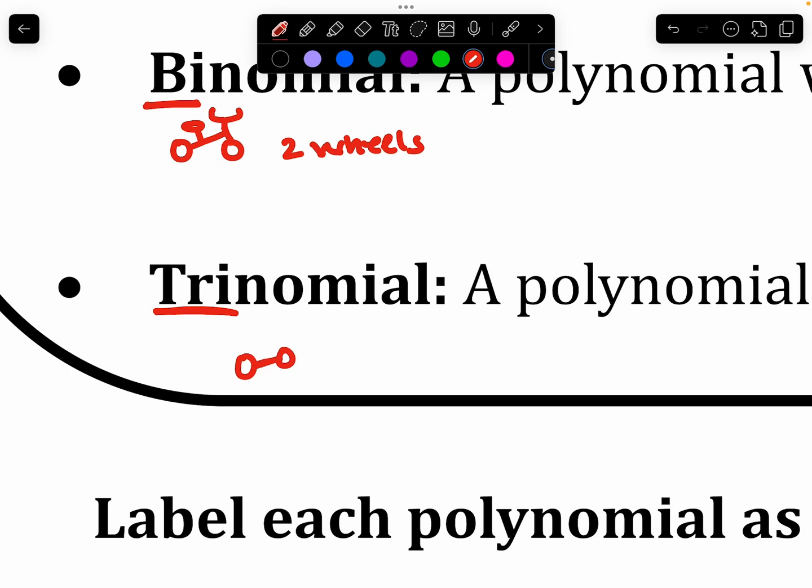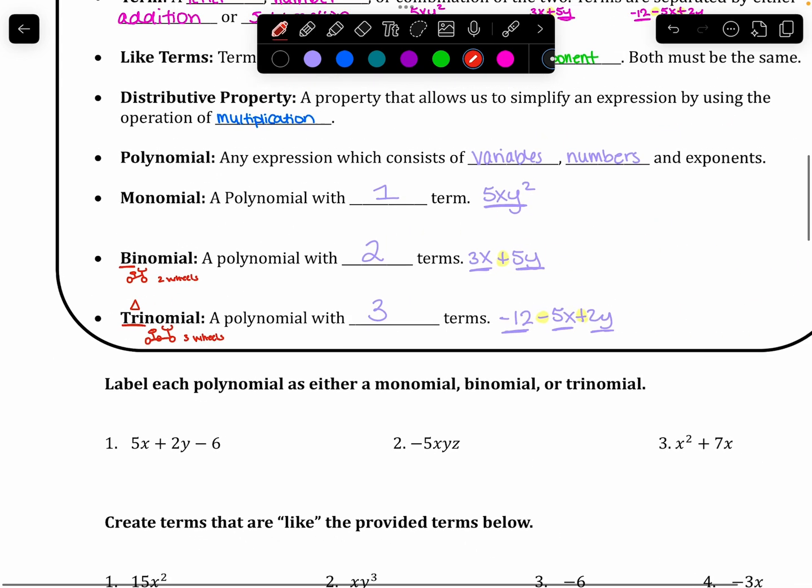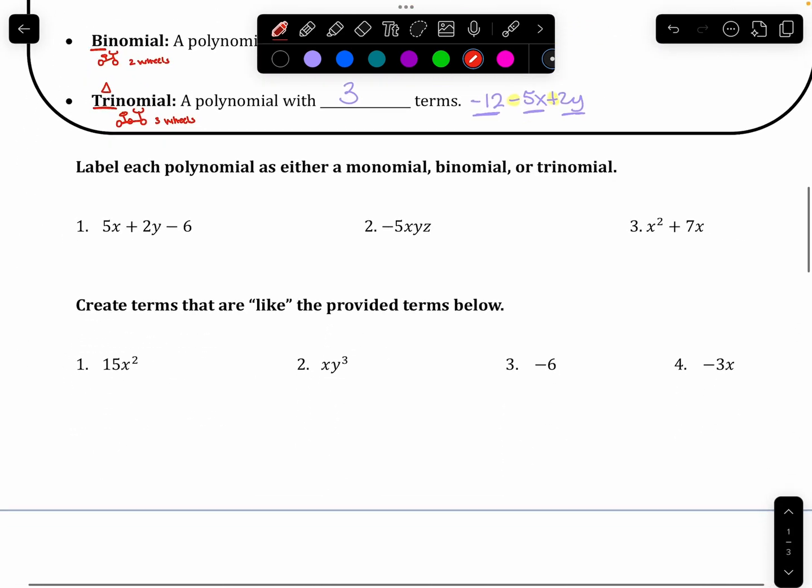We got a wheel here, a wheel here. There's a wheel here. There's some handlebars. There's a seat. Good enough. This has three wheels. So a trinomial has three terms. A triangle has three sides. Those are just ways that you can remember the differences between binomial, trinomial, and monomial.